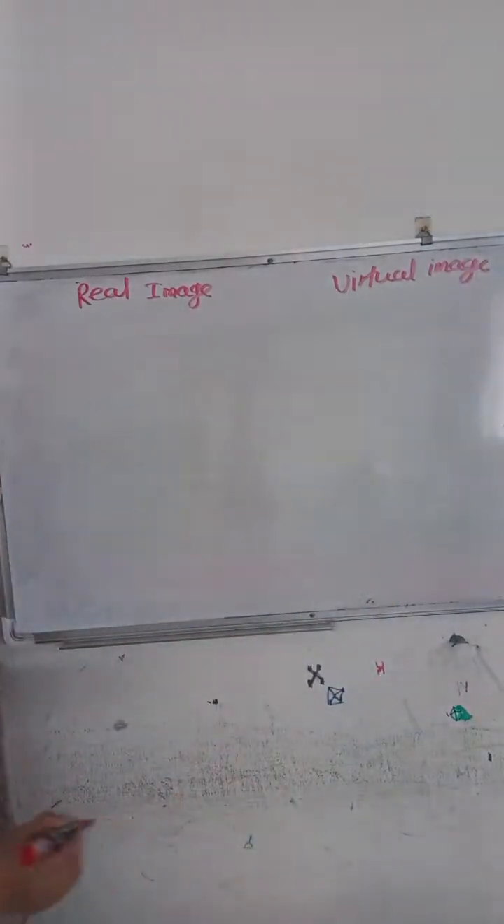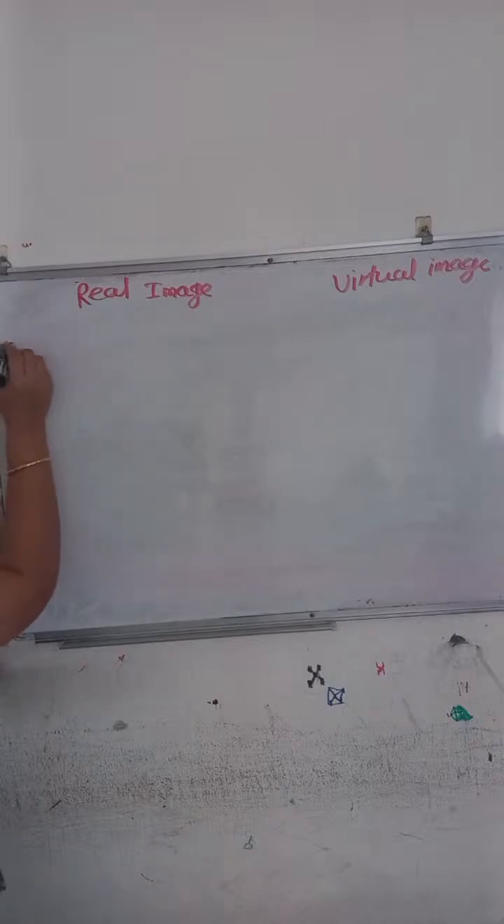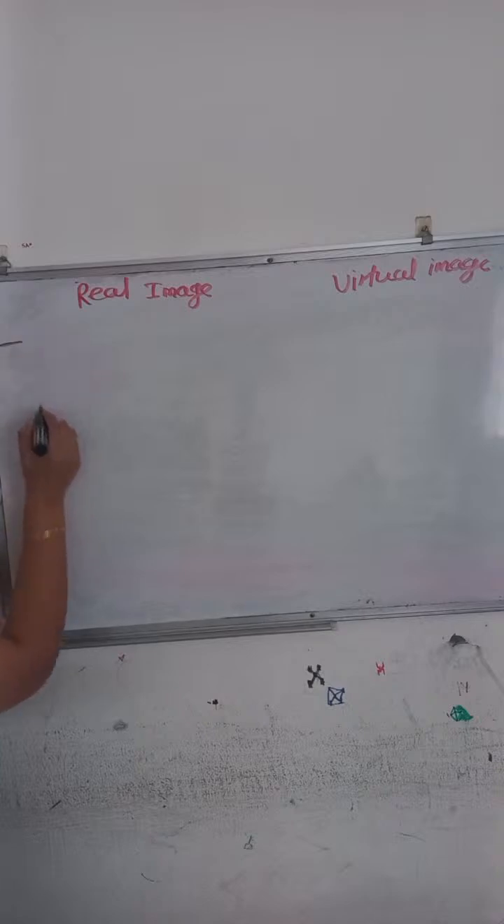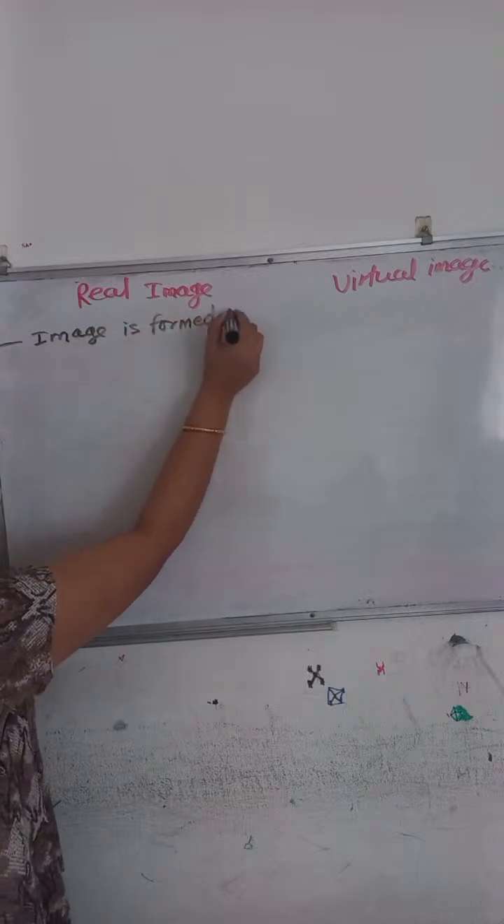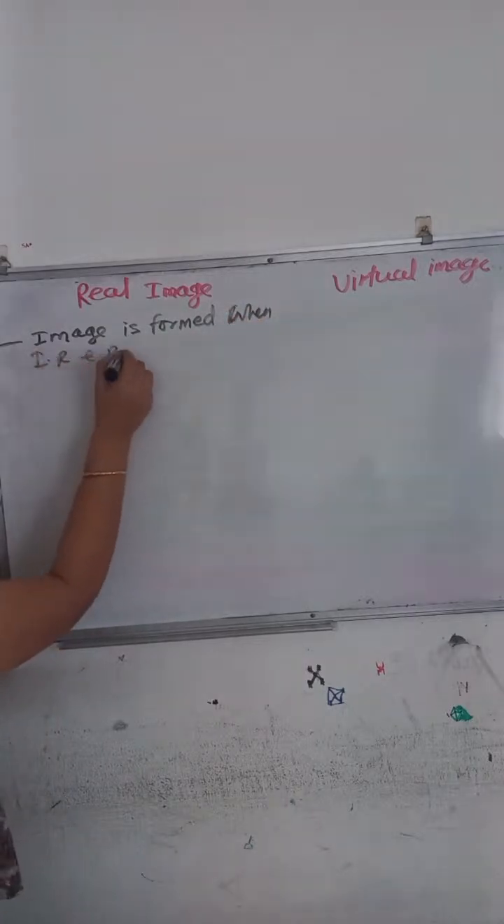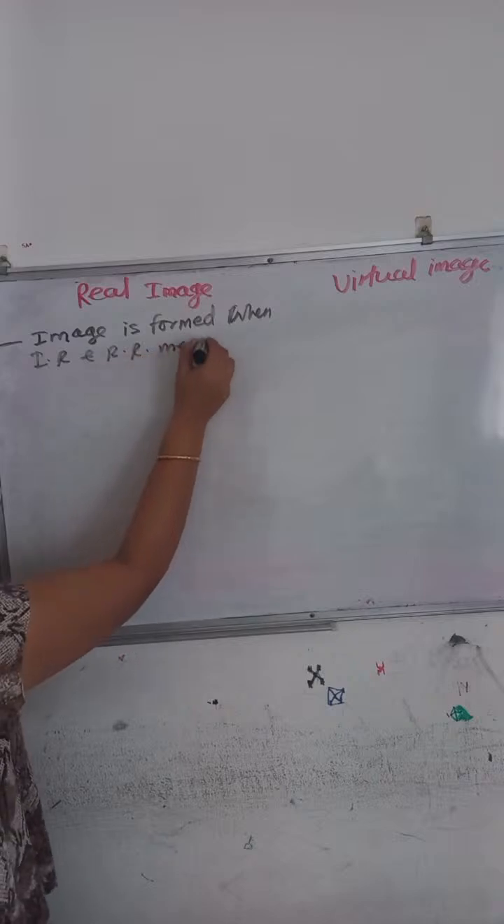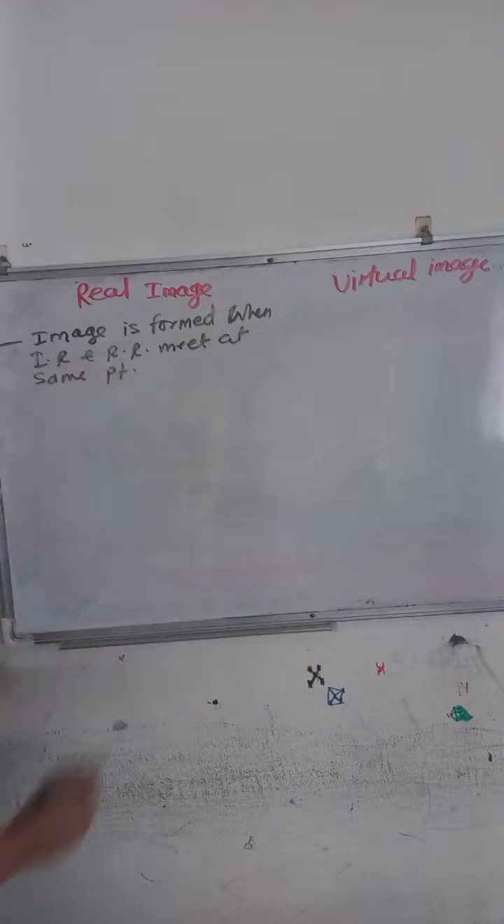Make two columns: real image and virtual image. So real image is formed when the light rays reflect and meet at the same point. Here we can write the first point: the image is formed when the incident ray and reflected ray meet at the same point. That is nothing but your real image.